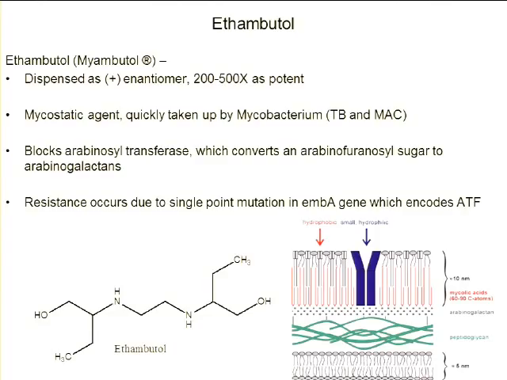Resistance to ethambutol occurs due to a single point mutation, a change in one nucleotide, in the embB gene that encodes for the enzyme arabinosyl transferase. Okay? So ethambutol binds to that enzyme, and if it mutates at that one site, then ethambutol will no longer bind. So essentially you have a drug that inhibits arabinogalactan synthesis, and in doing so, mycolic acids have no place to be attached. Again, it disrupts the integrity of that membrane.